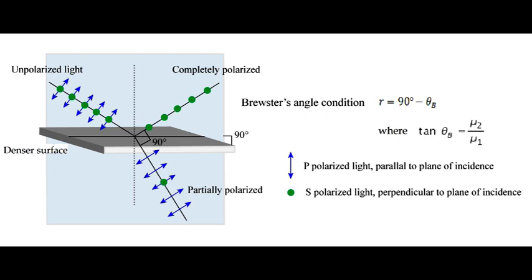Sir David Brewster in 1892 found that the maximum polarization of the reflected ray occurs when the reflected ray is perpendicular to the refracted ray. This is called Brewster's law. The given diagram shows the Brewster's angle condition, which is r equals 90 minus theta b. Here theta b is the Brewster's angle and r is the angle of refraction. Also, tan theta b equals mu2 upon mu1, where mu2 and mu1 are the refractive indices of the two mediums.